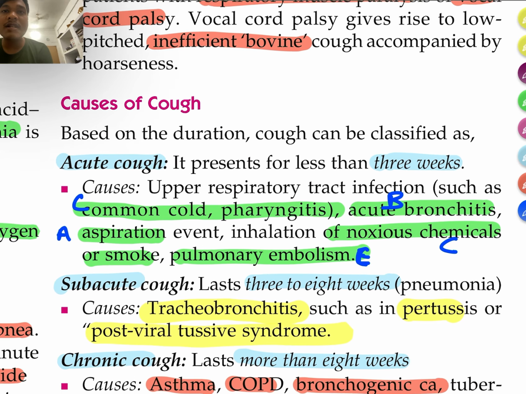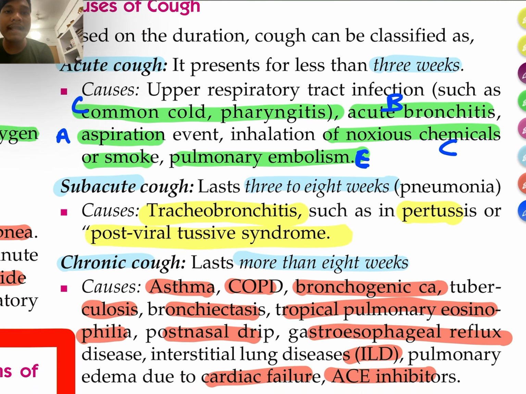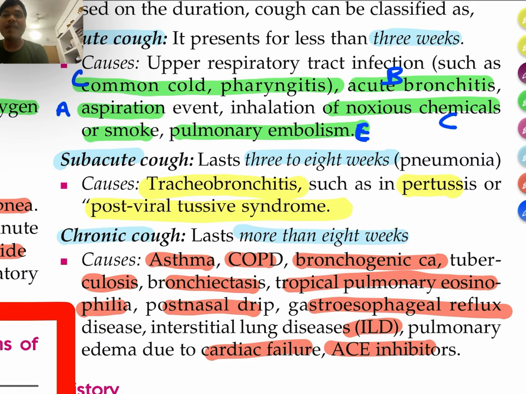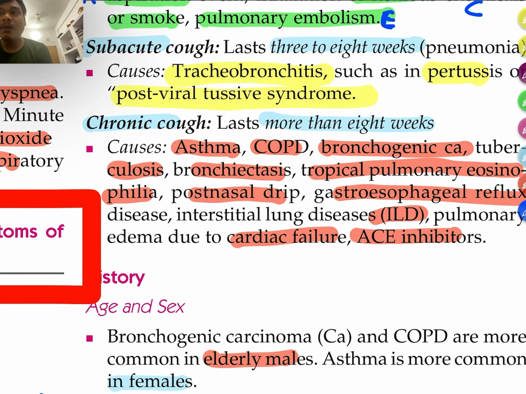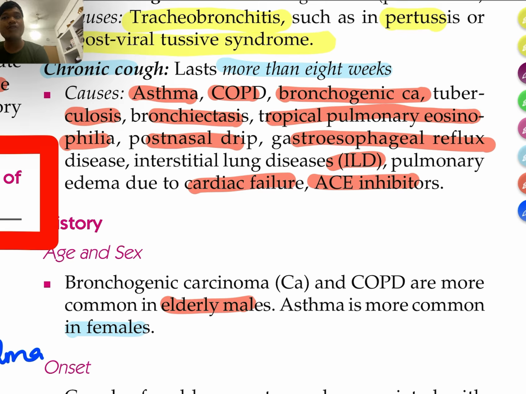After that, the causes of cough are divided into three categories: acute, subacute and chronic. Acute is less than 3 weeks. Common causes are remembered by ABCD: aspiration event, bronchiectasis, C for common cold and chemicals. For subacute only two reasons need to be studied, that is tracheobronchitis and pertussis. For chronic cough, asthma, COPD, bronchogenic carcinoma, bronchiectasis, tropical pulmonary eosinophilia and postnasal drip are given.